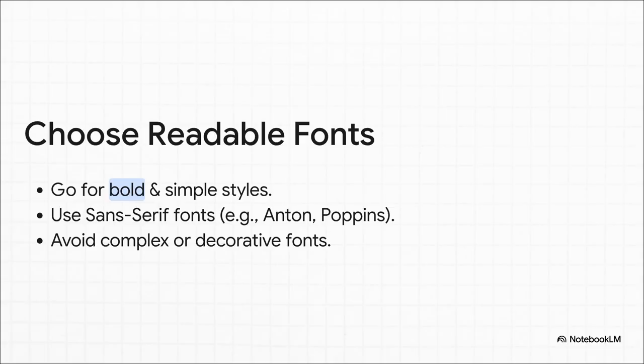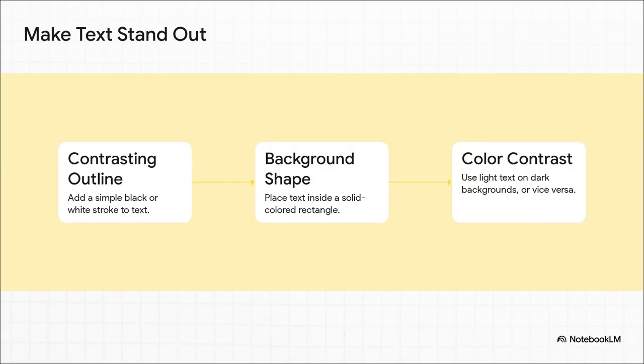The pros, they almost always use bold, simple sans serif fonts. You know the ones, like Anton, Poppins, or Montserrat. They're just clean and easy to digest, not like those complex decorative fonts that just turn into a blurry mess when you shrink them down. So how do you make that clean text really separate itself from a busy background photo? Well, there are 3 super simple but powerful techniques.